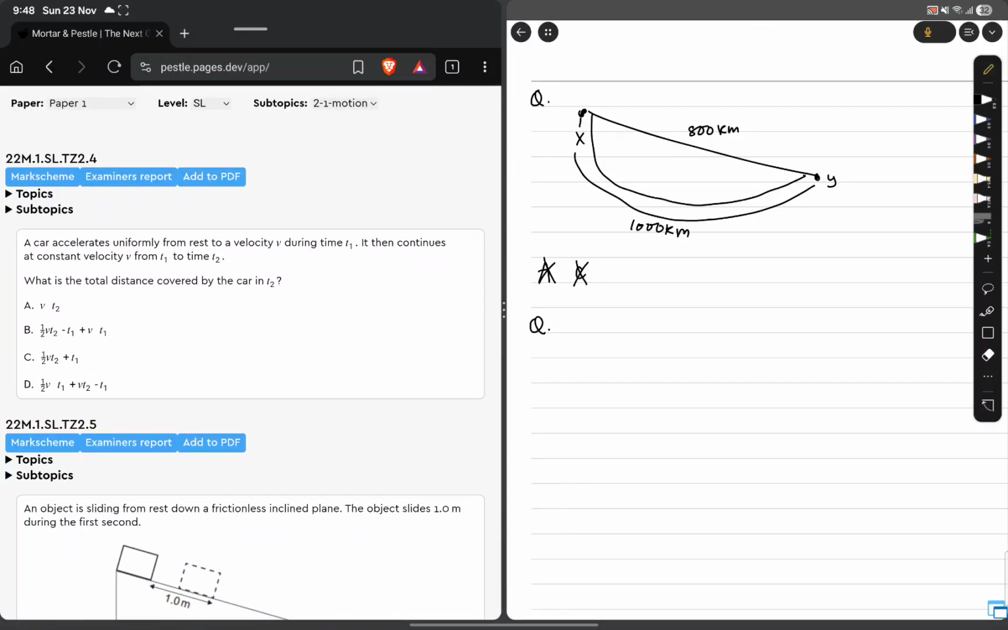Sorry. A car accelerates uniformly from rest to velocity v during time t1. Oh my god. No numbers.